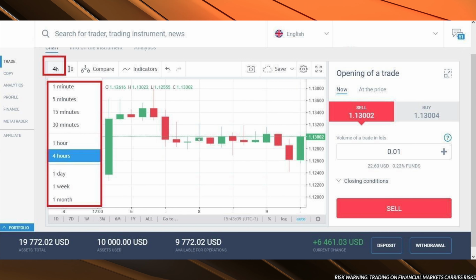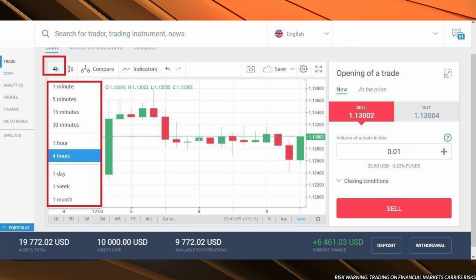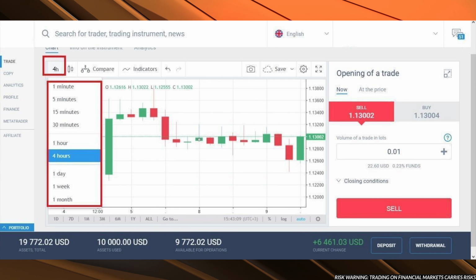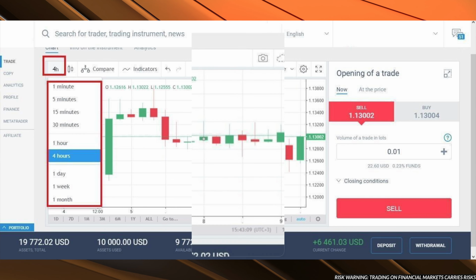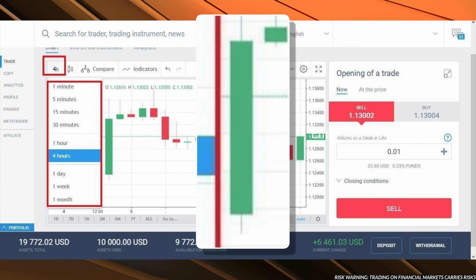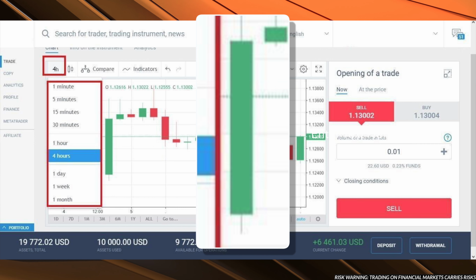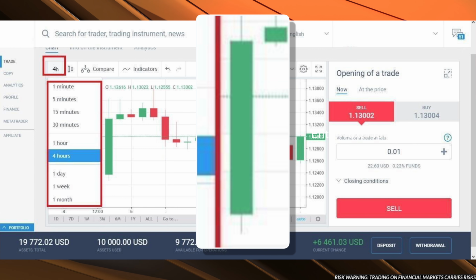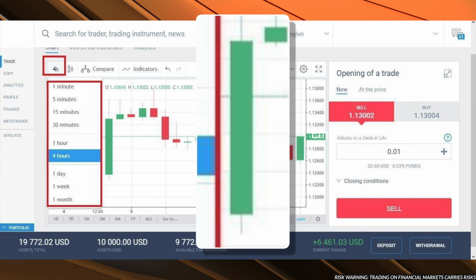So first let's discuss the time frame of the chart. A time frame refers to a particular period used to plot price quotes and display the chart. For example, in a candlestick chart, the time frame corresponds to one candlestick. If the time frame is M30, each candlestick displays the range of the price changes every 30 minutes. And you will learn more about the candlestick chart further in this video.